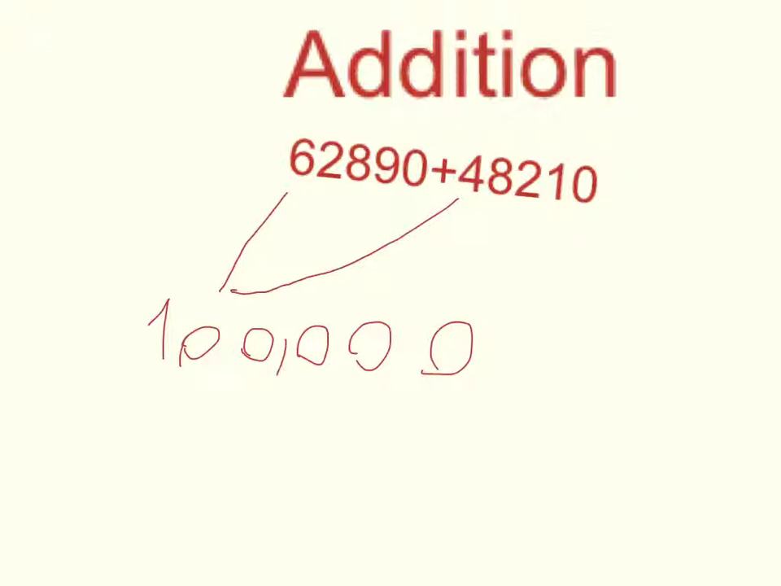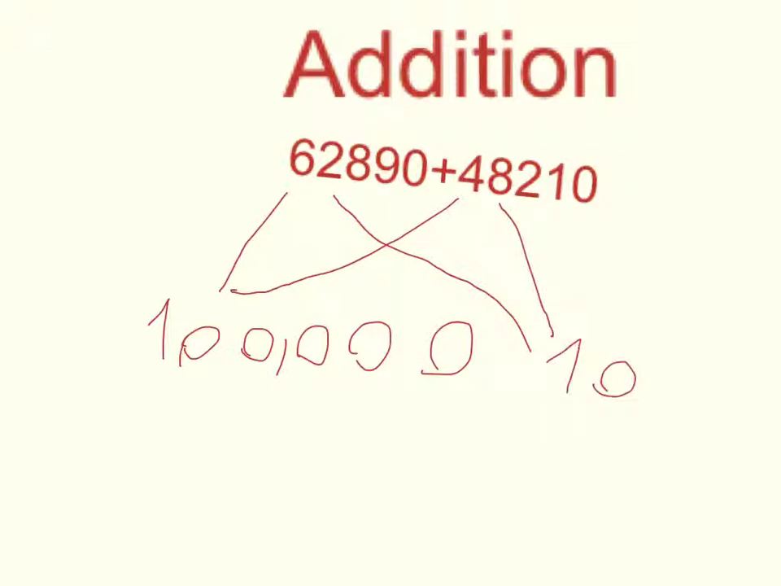a 6 with a 4, that would be 10. 60 with a 40, 100. 600 with 400, 1,000. 6,000, 4,000, 10,000. 60,000, 40,000, 100,000. Then we're going to bring down a 2,000 with the 8,000.